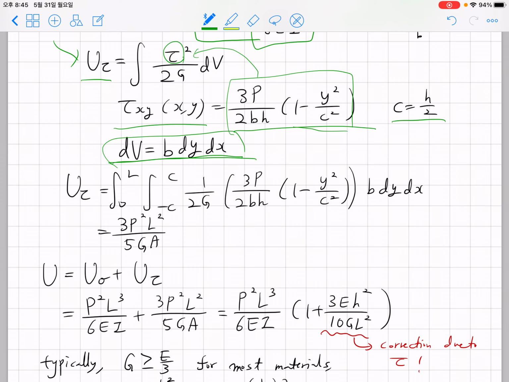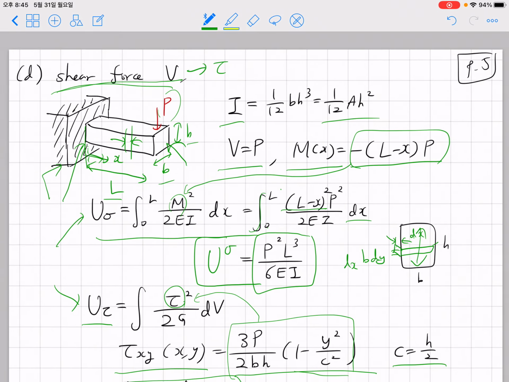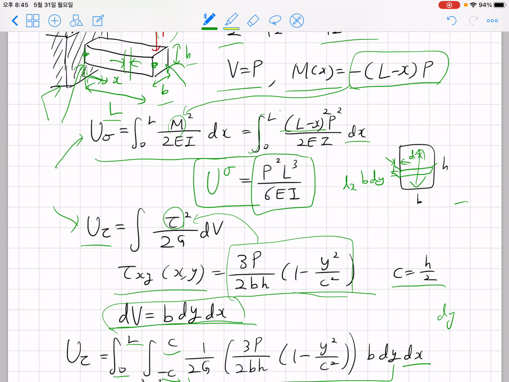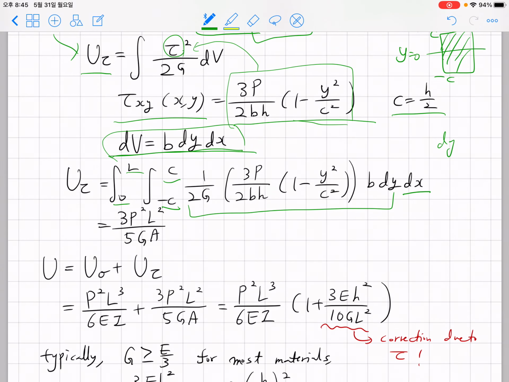After plugging in the expression for dV, it's time to perform the integrals one by one. You have to perform the integral over dy first, dy from negative c to c, and then the integral over dx from 0 to L, because the origin of x is here and the end point is here. About the y, this is y equals 0, and you have a range from minus c to c to cover the entire cross section. You can do this integral by yourself, so I will skip how to do it. The strain energy from shear stress turns out to be 3P square L over 5GA.